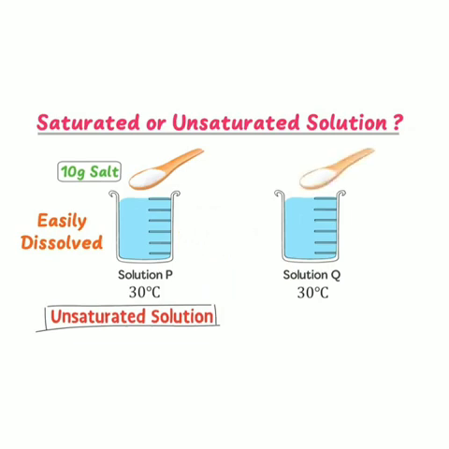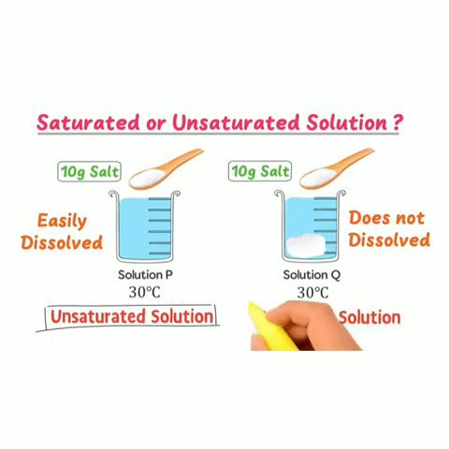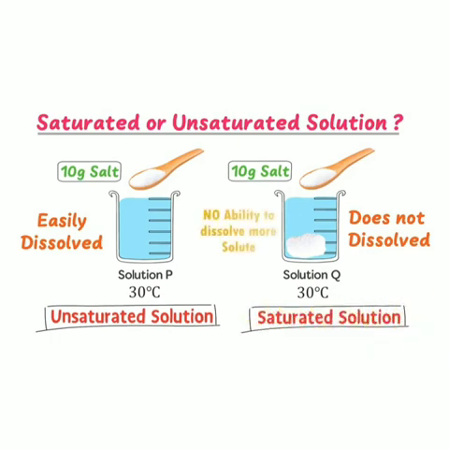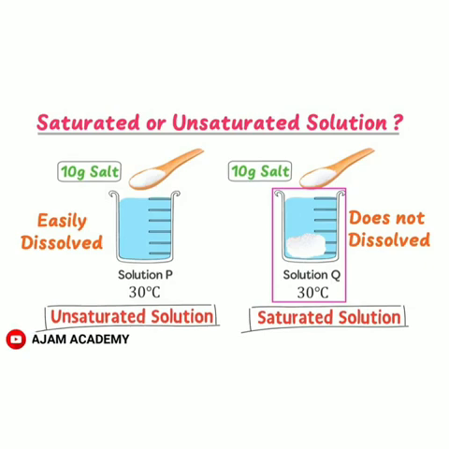Understand? Yes. In the next beaker we are also adding 10 gram of salt. It does not dissolve easily at 30 degree centigrade. Why? Because it does not have the ability to dissolve more solute. It is a saturated solution. So the solution Q already contains more salt. If we add 10 gram of salt again, it loses its ability, right? It cannot dissolve more solute. So that is a saturated solution. Understand what is unsaturated solution and saturated solution?